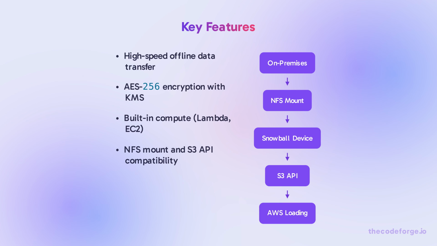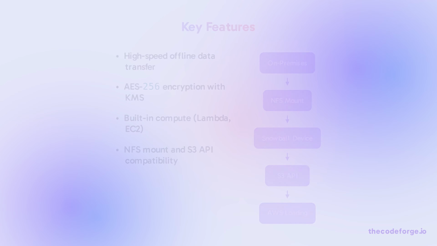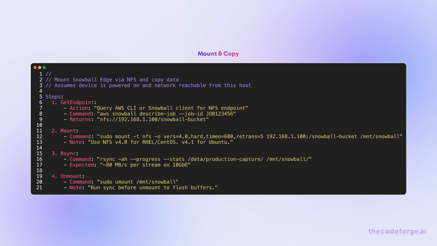Every Snowball device supports NFS mount and Simple Storage Service API. You can mount it as a network drive and copy files with rsync. The device encrypts all data at rest and integrates with Amazon Web Services key management service. Mount the Snowball via NFS and use rsync with progress. rsync handles partial transfers and resume. If the network drops, you don't restart from zero.